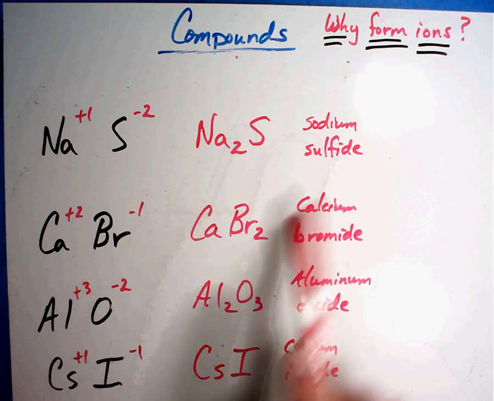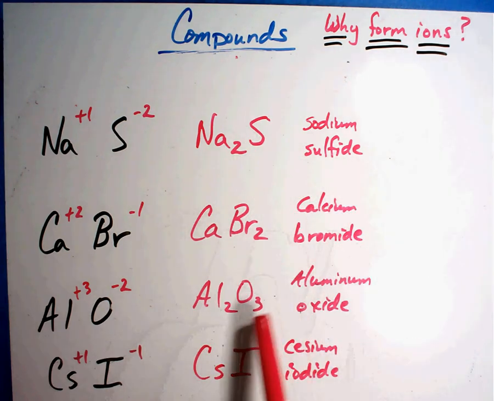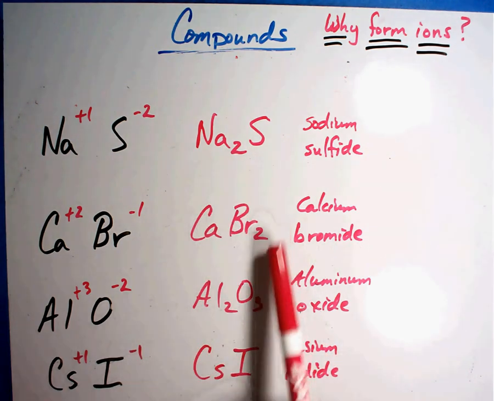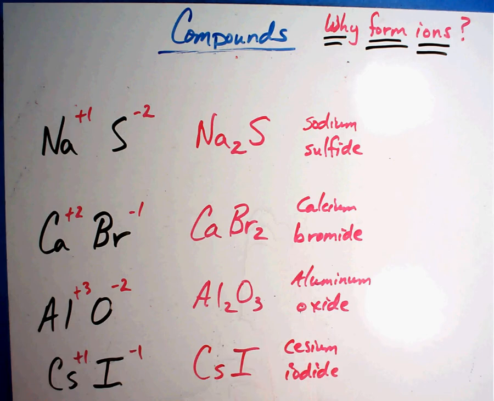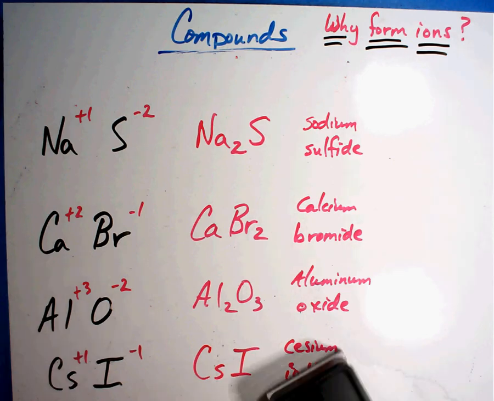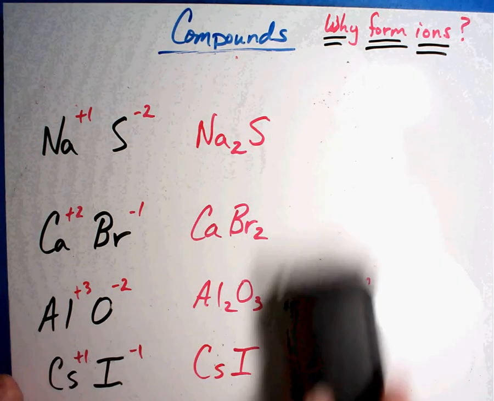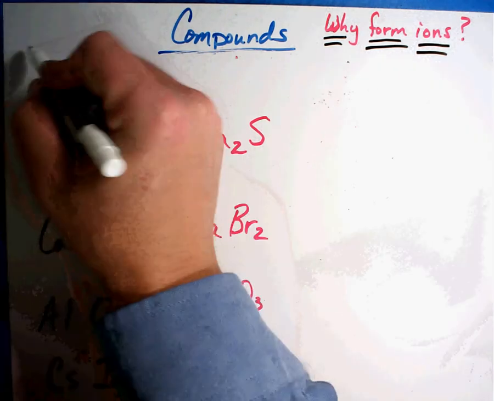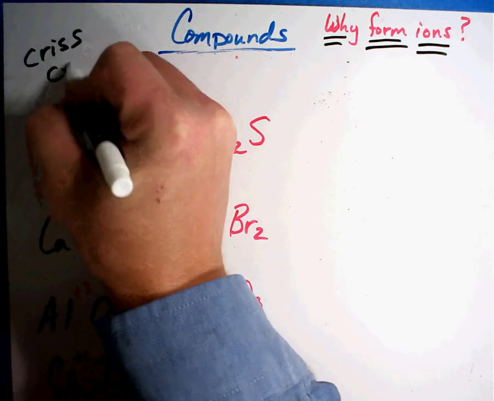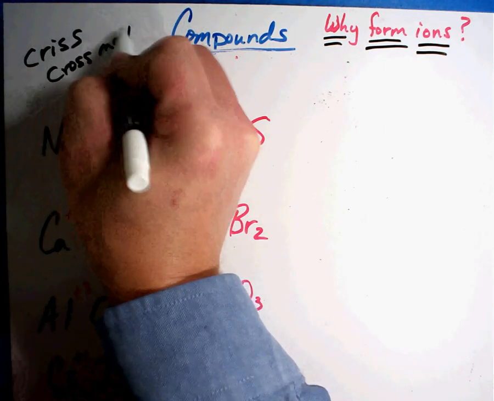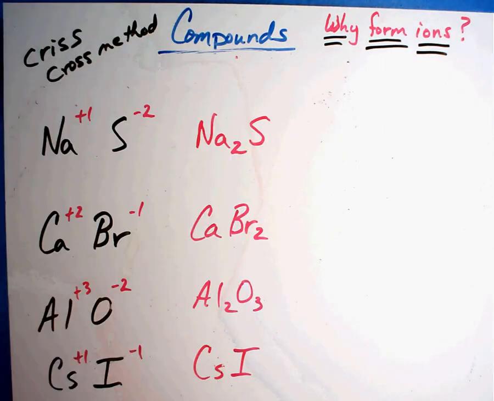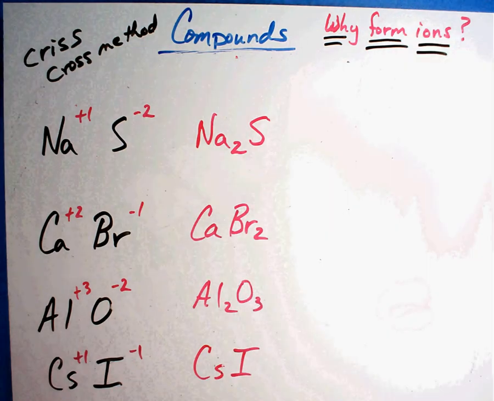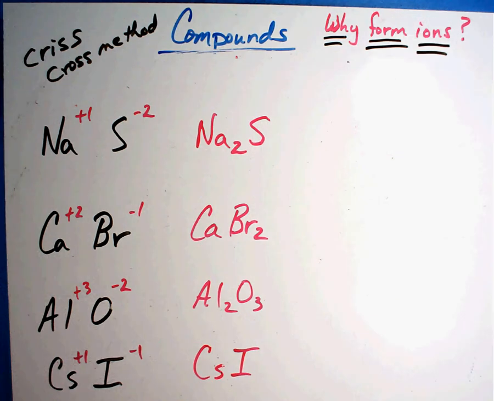Sulfur became sulfide, bromine became bromide, oxygen became oxide, iodine became iodide. Some of them had one number, some had two numbers in them, some had none. I'm going to show you a shortcut, and I'm going to take the names out. These aren't necessary here for a minute. What I'm going to teach you is what is called the Crisscross Method. It's a shortcut, but I only show you the shortcut because we've already learned how to do it. Again, trying to make it faster and using what they give you for the test.